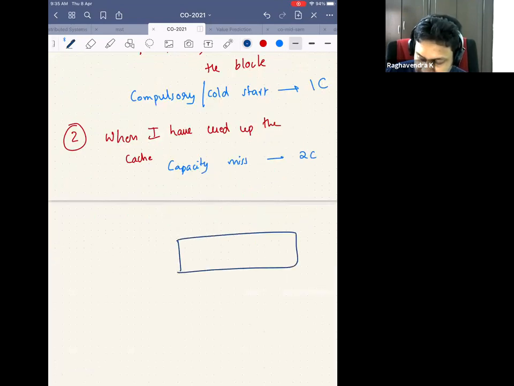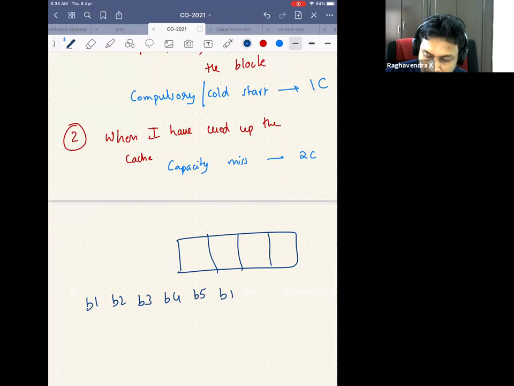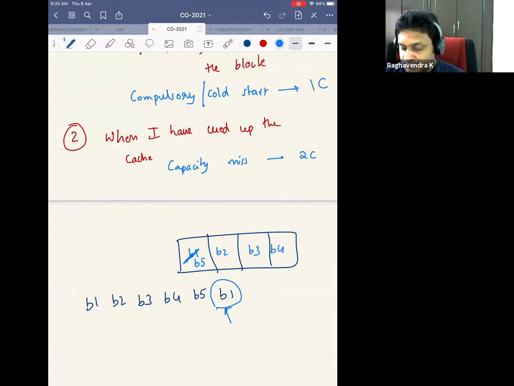Let's say my cache is this. I'm assuming a fully associative cache. The CPU generated B1, B2, B3, B4, B5, and then B1. Right. So first I brought B1, then B2, then B3, then B4. And since it brought B5, I removed this and kept B5 here. When the CPU generated B1, this is a miss in the cache, because I have utilized the capacity of the cache completely. There is no way that I could have stored B1. So this is a capacity miss.